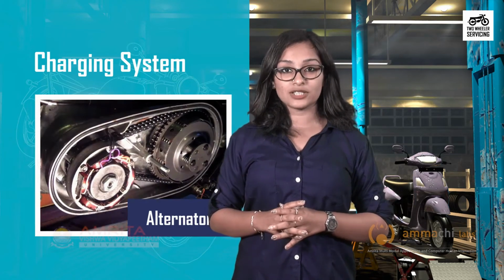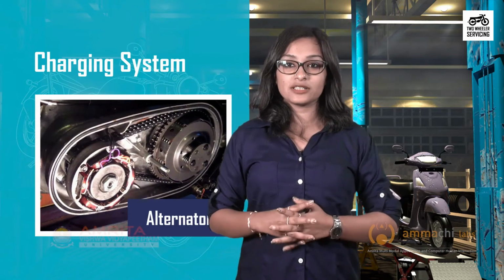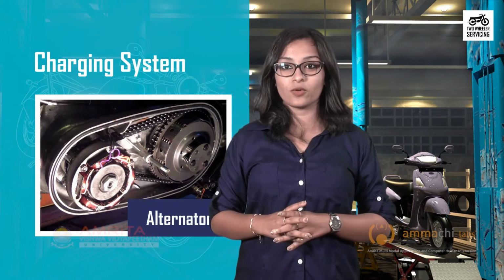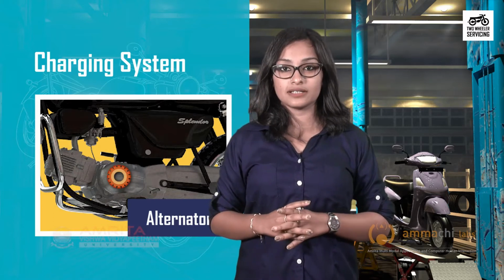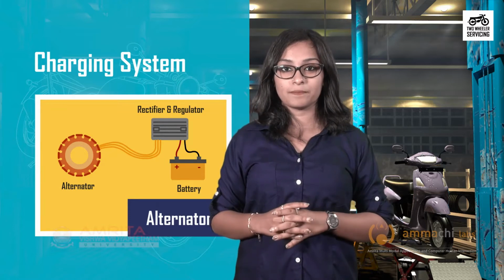Alternator generates electricity from the motion created in the engine. It provides electricity to various electrical devices and also charges the battery on the go. Alternator is placed at the opposite side of the kickstarter and it is connected to the battery, regulators, and rectifiers.